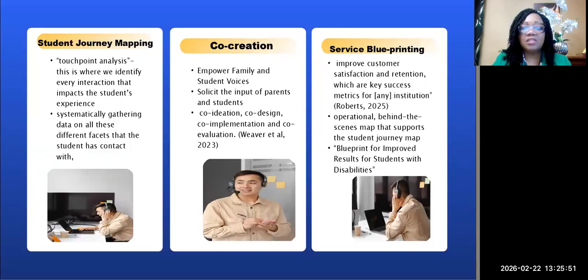There actually exists such a tool at this point. If you look on the New York State Education Department website, you'll find what is known as the Blueprint for Improved Results for Students with Disabilities. And they claim that this is a statewide framework that is intended to clarify expectations for administrators, policymakers, and practitioners to improve instruction to prepare students with disabilities for success.